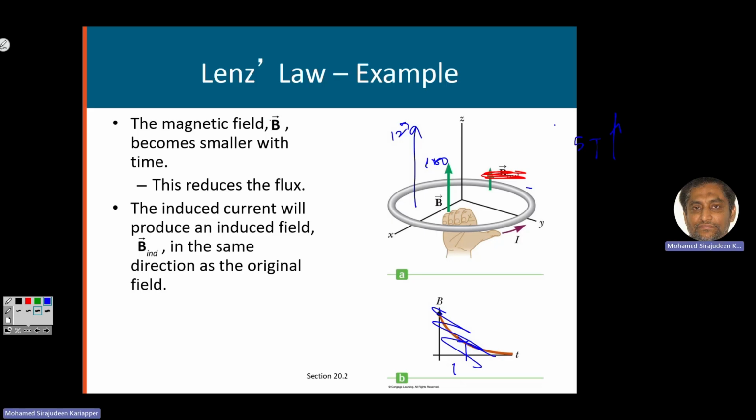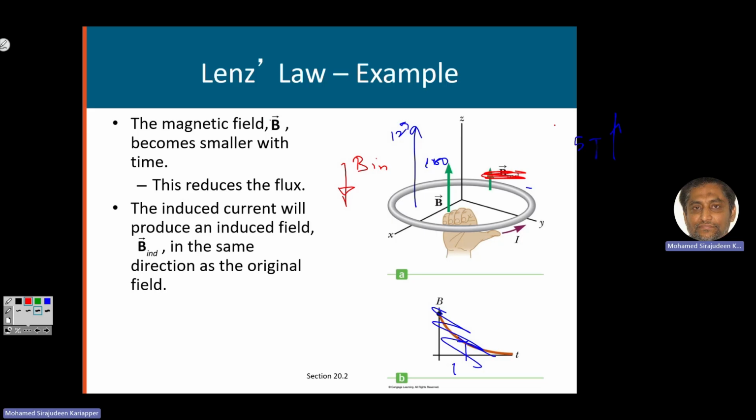What should I do? Say I am the loop. I should try to stop the change, right? So induced magnetic field will be down. How should I send the current? So to get it down, I have to send it clockwise.